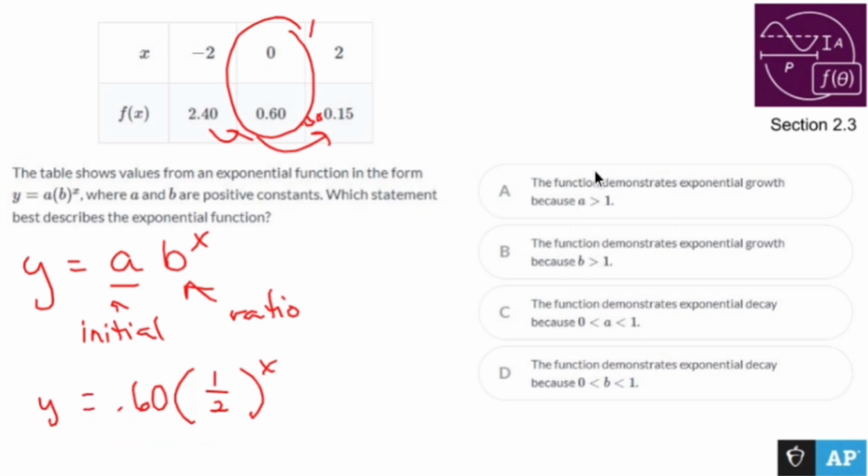Is that what it wants me to do here? No, it just wants me to answer some logical questions. The function demonstrates exponential growth? No. The function demonstrates exponential decay because A is between 0 and 1? Well, that's not why. That just happens to be the case here, but that's not why it's exponential decay. It's exponential decay because B, my common ratio, is between 0 and 1. So it's easy to select C based off of the numbers that I got, but C is not why it's exponential decay. D is why it's exponential decay. DK Donkey Kong.